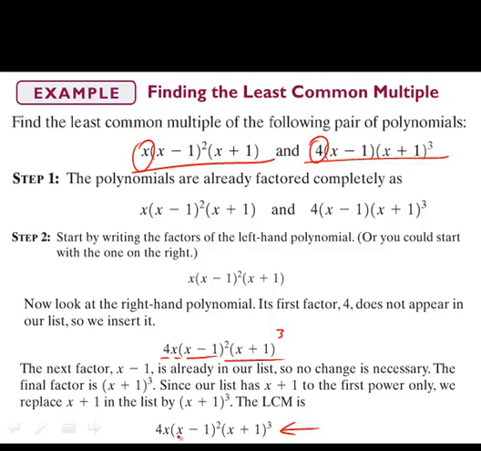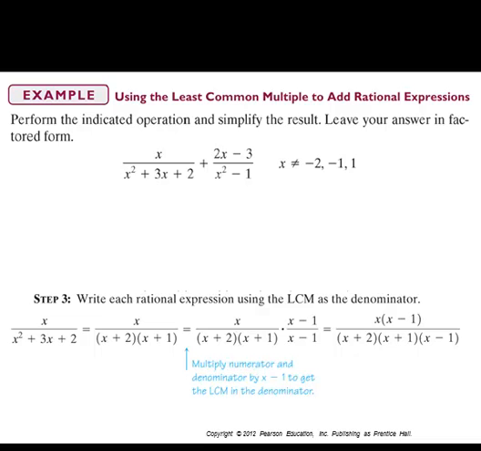So this polynomial right here is a multiple of both this polynomial and this polynomial. And of all the multiples of those two polynomials, this one right here is the smallest. It's the simplest. Okay? So this is the procedure for finding the LCM. So now let's use that skill for adding these two fractions.